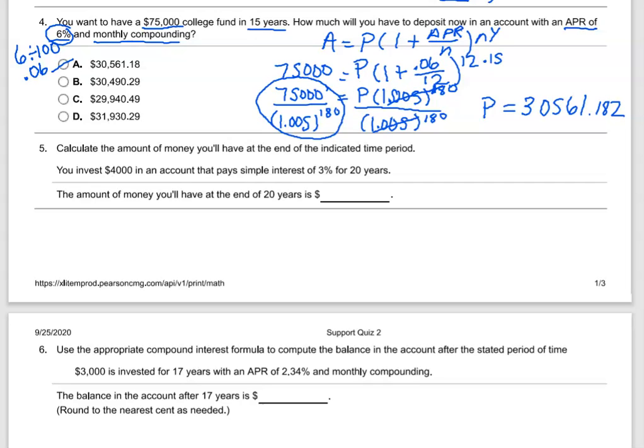We've only got 7 minutes, so I'm going to speed up just a little bit. But this says to calculate the amount of money you'll have at the end of the indicated period. You invest $4,000 in an account that pays simple interest, 3%, 20 years. Simple interest formula. That's important. So we're not using that compound. We're using the simple interest, which is this one.